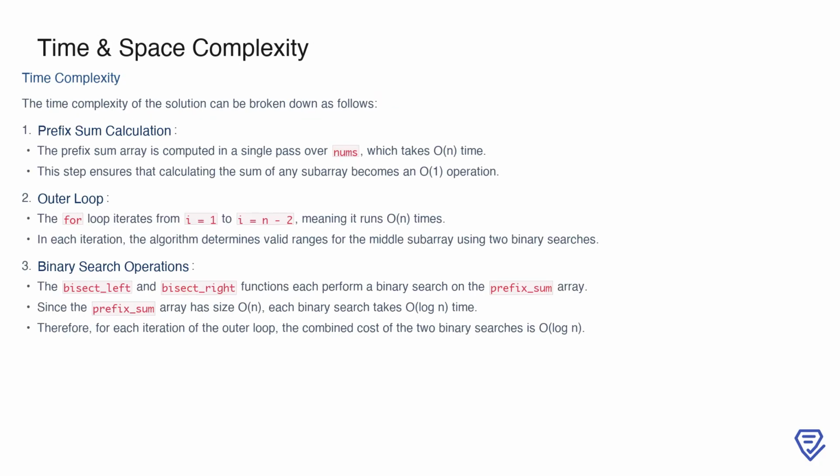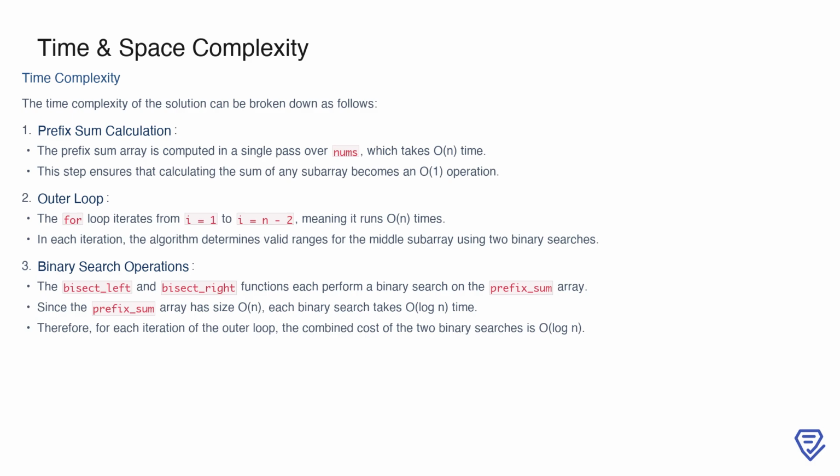Here, we break down the time complexity of the solution step by step. First, the prefix sum array is computed in a single pass over the input array, nums. This operation takes O(n) time because we are simply iterating through the array once and calculating cumulative sums. The advantage of this step is that it allows us to compute the sum of any subarray in constant time, O(1), which is a key optimization.